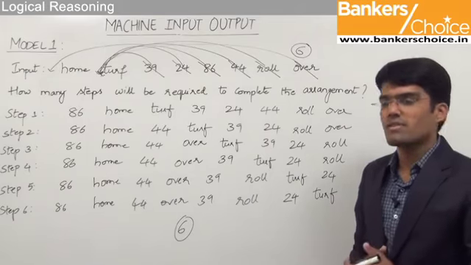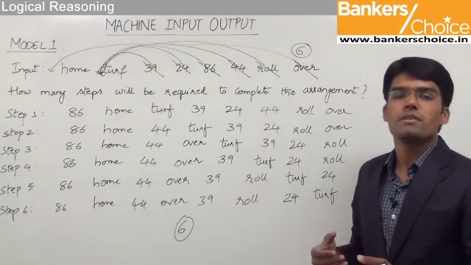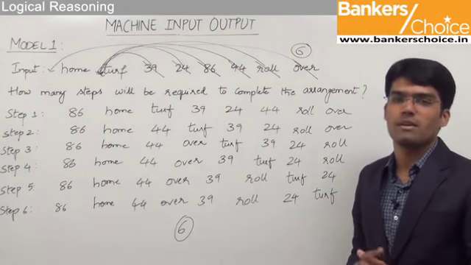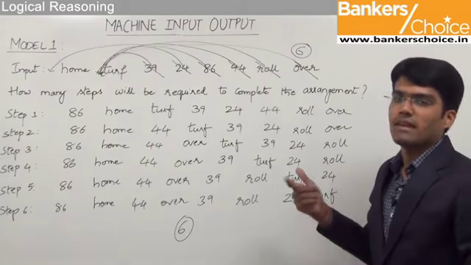So basically there are two types of questions. How many steps will be required to complete the rearrangement, or which of the following steps will be the last but one step. So always find out the total number of steps and get the answer.